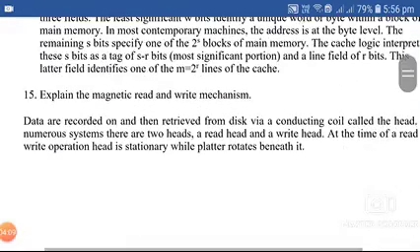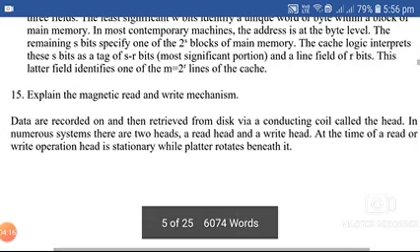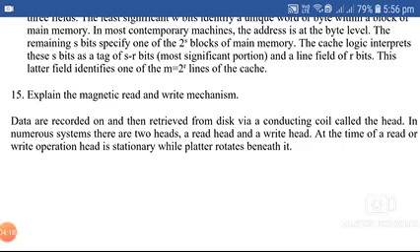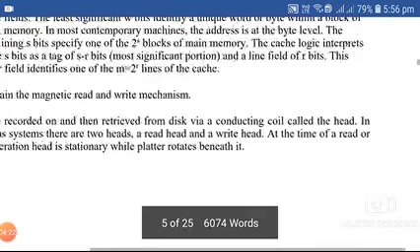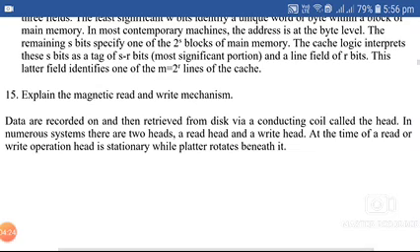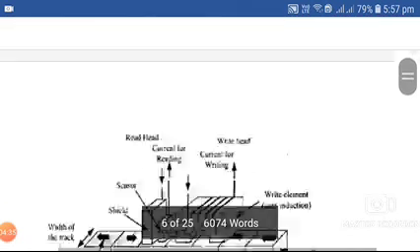Next we are going for the next question, the 15th question. Explain the magnetic read and write mechanism. Data are recorded on and then retrieved from the disk via a conducting coil called the head. In numerous systems, there are two heads, a read head and a write head. At the time of a read or write operation, the head is stationary while the platter rotates beneath it.